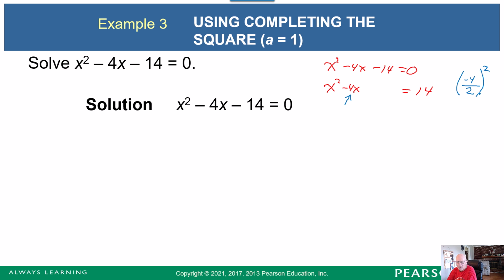All right, so what do we have right now? We've got x squared minus 4x plus 4 equals 18. Now what we have just done is we've completed the square. Why do I say that? Because now we can write this left side like that. Taking half of this, squaring it, and adding it to both sides completes the square on the left-hand side.